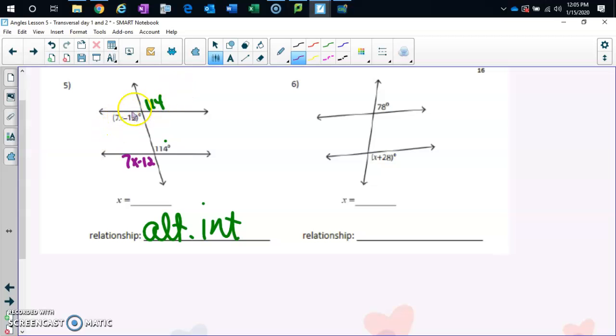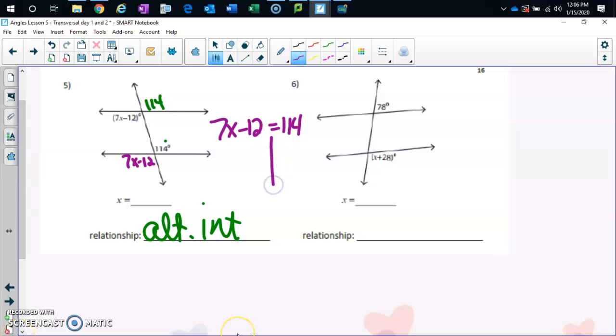What's true about that angle and that angle? What are they called? They are called vertical, but that's due to the slide. What do we know about vertical angles? They are what? Congruent. So, Alex, what will my equation be to solve for x? 7x minus 12 equals 114. Everybody should be writing. Do you see how that slide helps me see what the equation is?